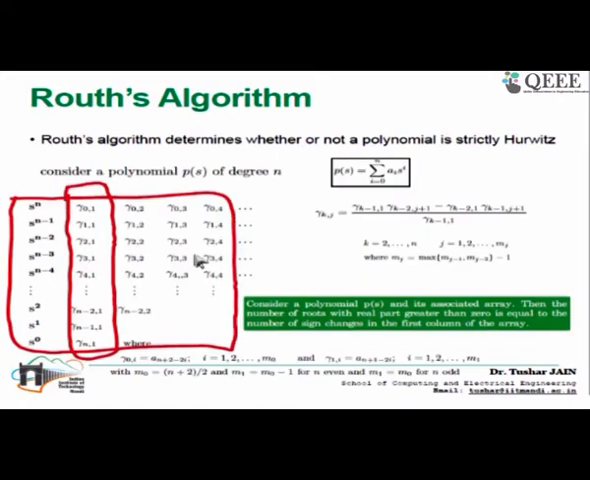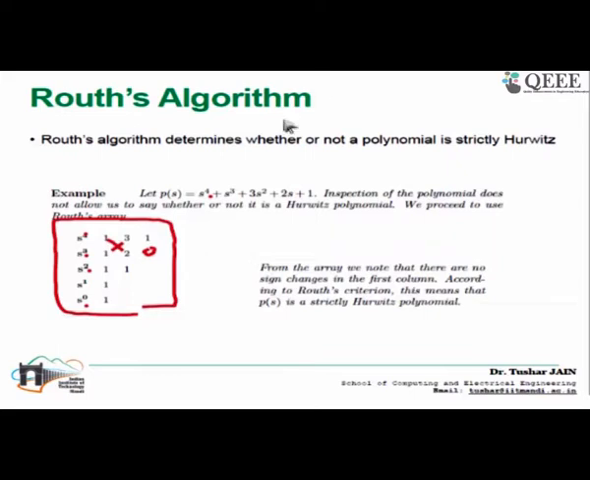Okay, so let's recall this. Let's see once again how we write this table. We have this s to the power 4 polynomial. We write the polynomial in decreasing order.